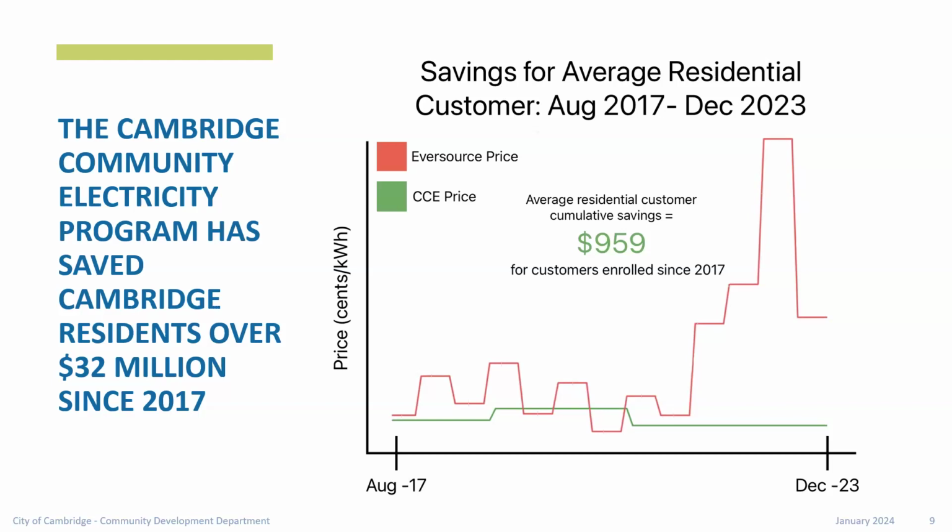So if you look at the chart, you'll see the CCE price in green and the Eversource price in red. Since the program started in 2017, there have been short periods of time when Eversource has been less expensive than CCE. However, CCE prices have been less expensive the vast majority of the time, and sometimes significantly so.